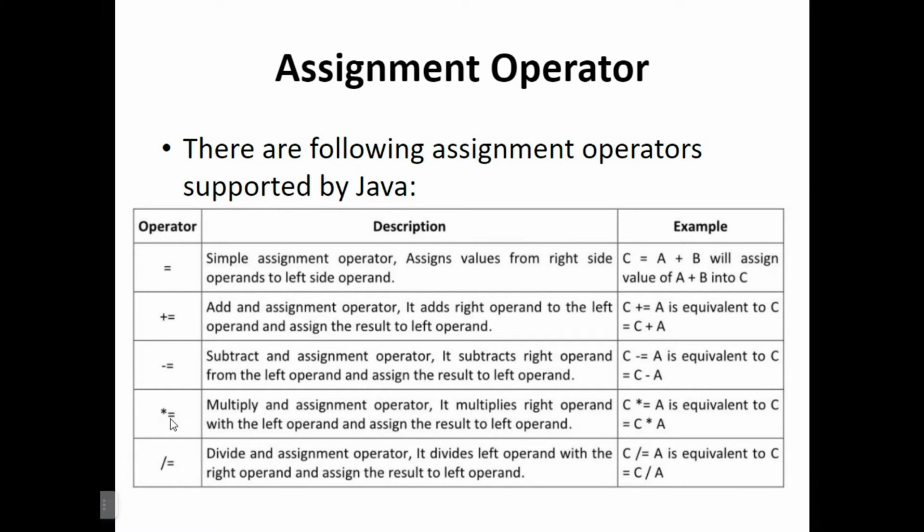If I write multiplication and then equal, that is multiply AND assignment operator. It multiplies the right operand with the left operand and assigns the result to the left operand. That is, c multiply equal a is equivalent to c is equal to c multiply by a. Same as divide equal, that is divide AND assignment operator. It divides the left operand by the right operand and assigns the result to the left operand. C divide equal a is equivalent to c is equal to c divide by a.